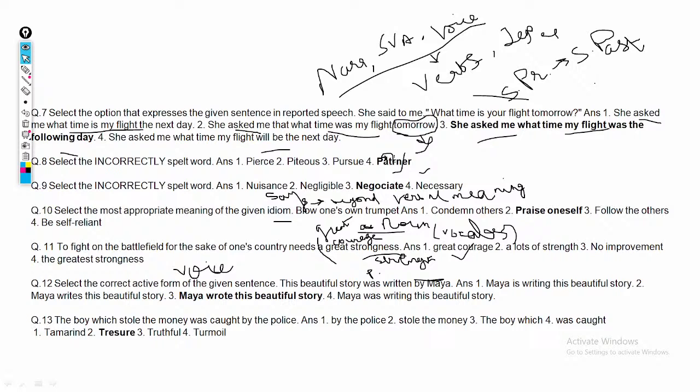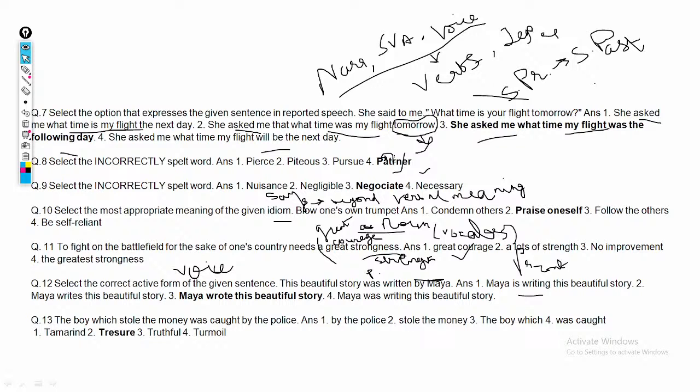So what is the first option? It is "Maya is writing this beautiful story." We don't need "is writing," do we? This is present continuous, and we don't have a continuous form in the passive form. We can't just introduce a new tense form in our passive sentence. So we can dump the option. The next is "Maya writes this beautiful story."